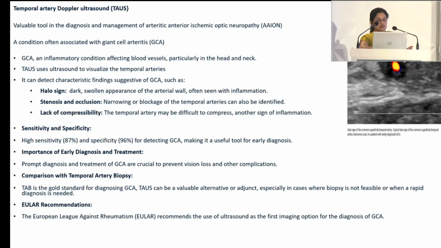Even though the temporal artery biopsy is the gold standard for diagnosing giant cell arteritis, we can use Doppler ultrasound as an adjunctive investigation, especially in cases where biopsy is not feasible or when a rapid diagnosis is needed. And the European League Against Rheumatism recommends the use of ultrasound as the first imaging option for the diagnosis of GCA.